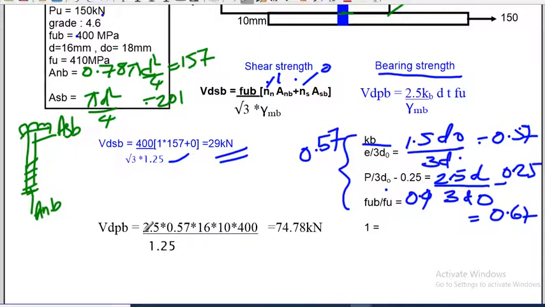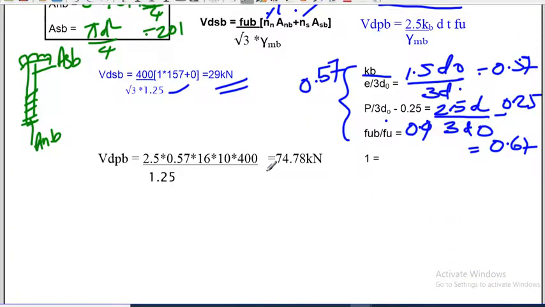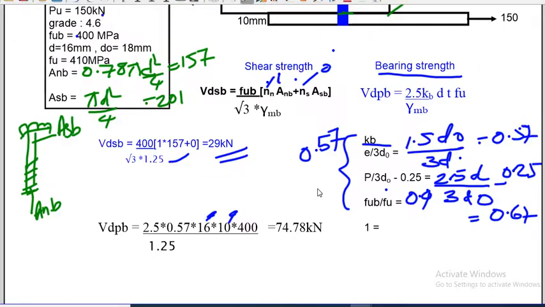So substituting that in the formula, 2.5 into 0.57 into 16 is D, and T is, we have two thicknesses here. As you can see here, one is 10 and the other one is 18. So the least one we should take, because the least one is going to be the critical one, which will fail first, bear first. Okay, 16 and 10. And FU is nothing but, as I told you before in the previous class, when I say FU, normally it refers to the strength of the plate. FU is 410, and the tensile strength of the bolt is 400. Sorry, plate is 410 and bolt is 400.